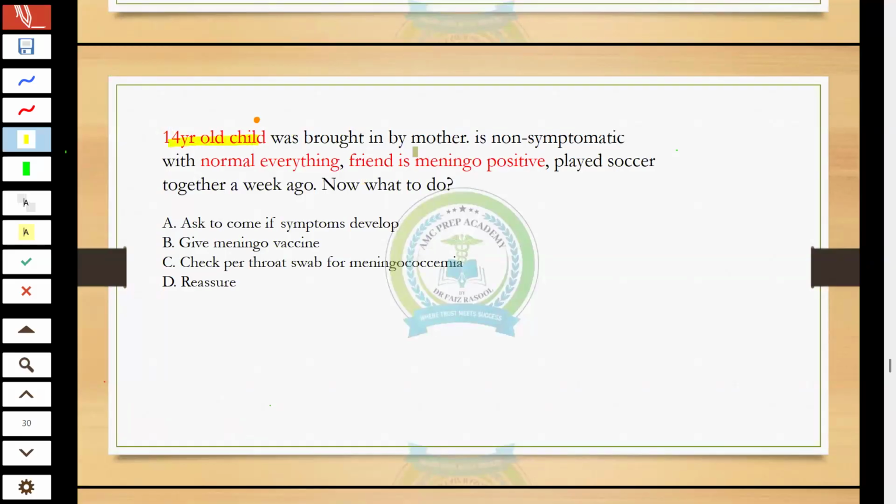Next question: a 14-year-old child was brought in by his mother. He is asymptomatic with normal everything. A friend is meningococcal positive, and they played soccer together a week ago. What should be done? Option A, ask to come back if symptoms develop. Option B, give the meningococcal vaccine. Option C, check a throat swab for meningococcemia. Option D, reassure.